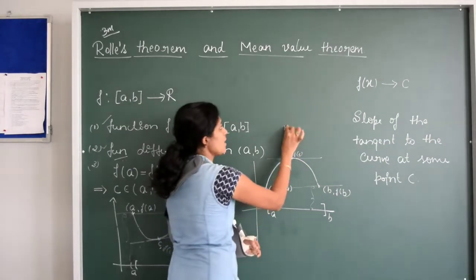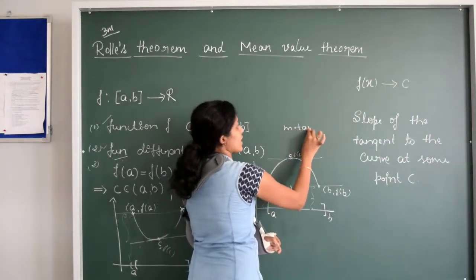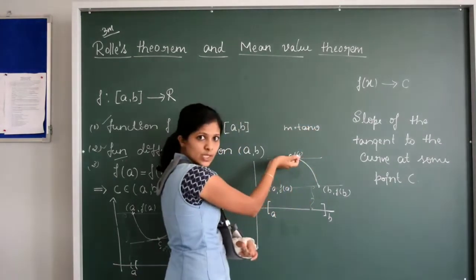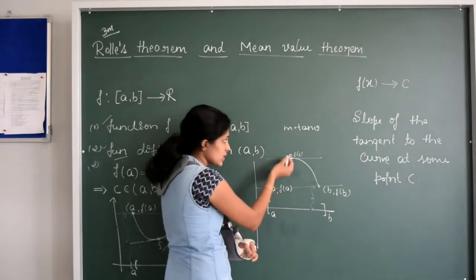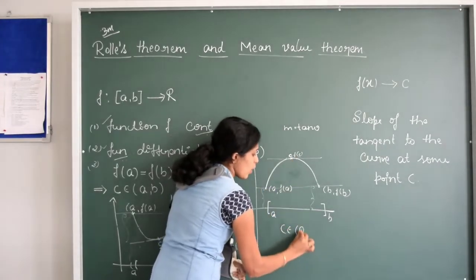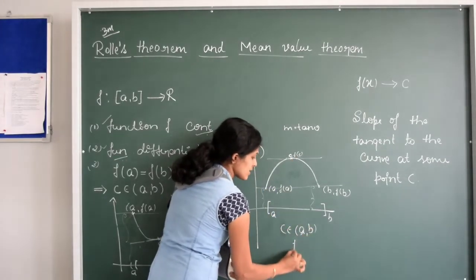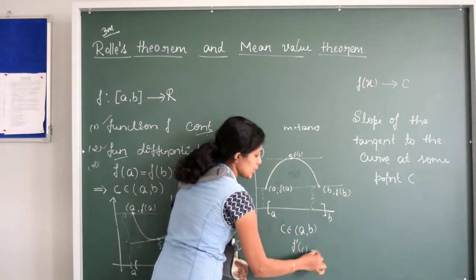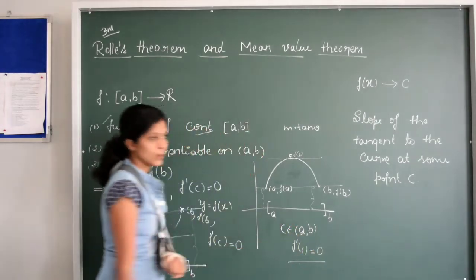How to find the slope? m equal to tan theta, right? Tan 180 will be equal to 0. So this is parallel to the x-axis. So there exists some C belonging to the open interval A comma B such that f dash of C will be equal to 0. Is it clear? I hope you understood this one.